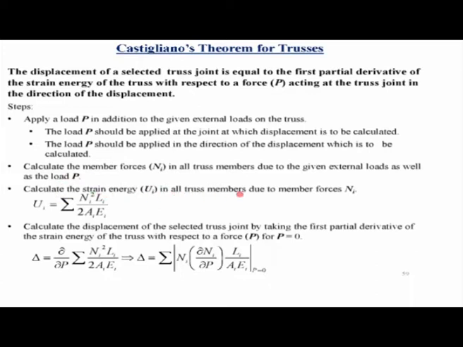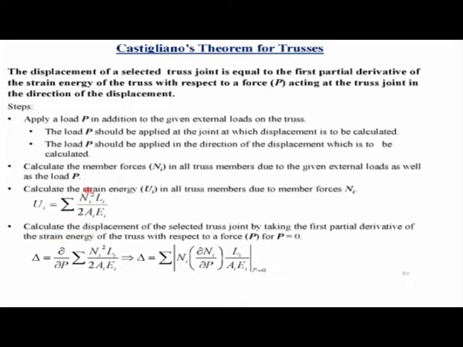Now here the strain energy in all the truss members due to the member forces is given by the summation of n squared L over 2AE. So if there are n number of members, i goes from 1 to n. So internal strain energy is given by n squared L by 2AE. This n is the member force due to the external loads as well as the load P that we are applying at the joint where the displacement has to be calculated.